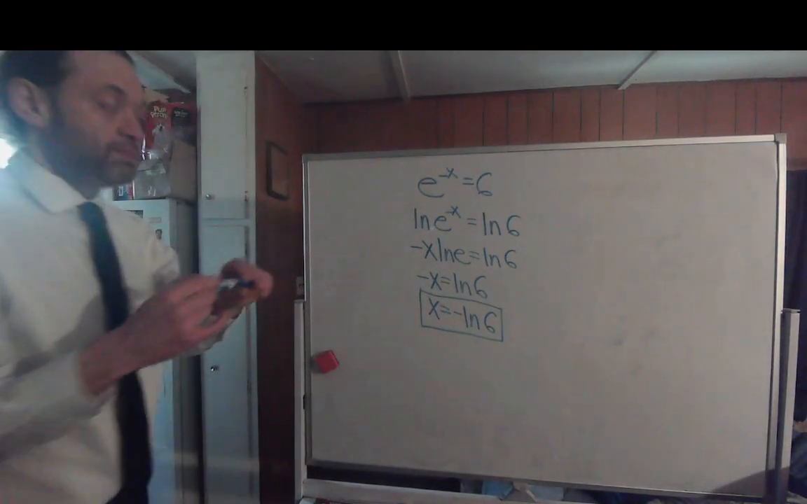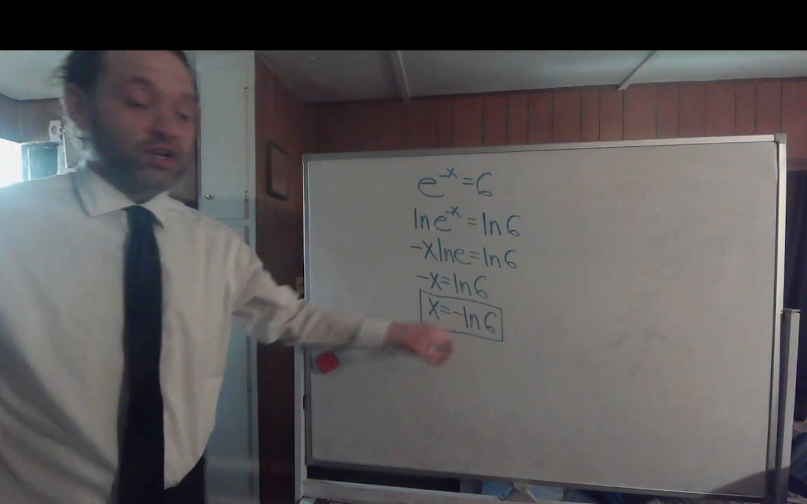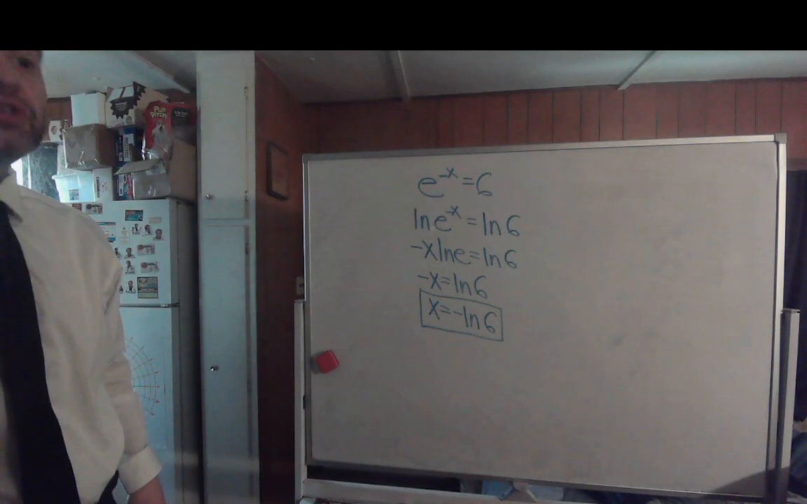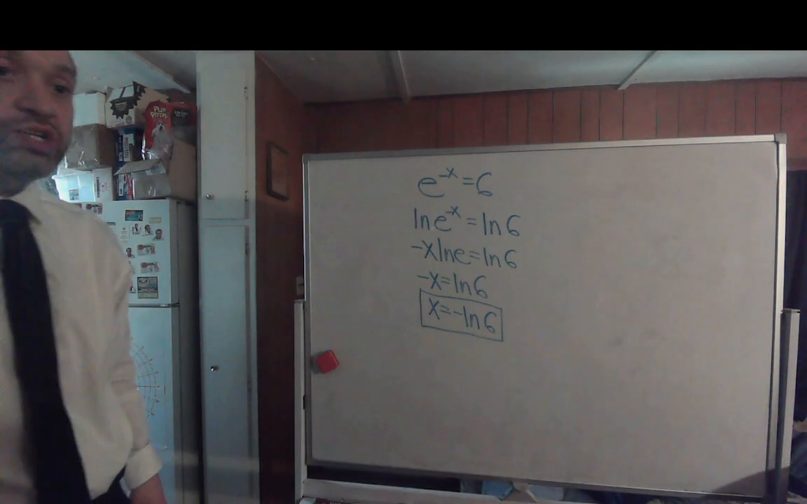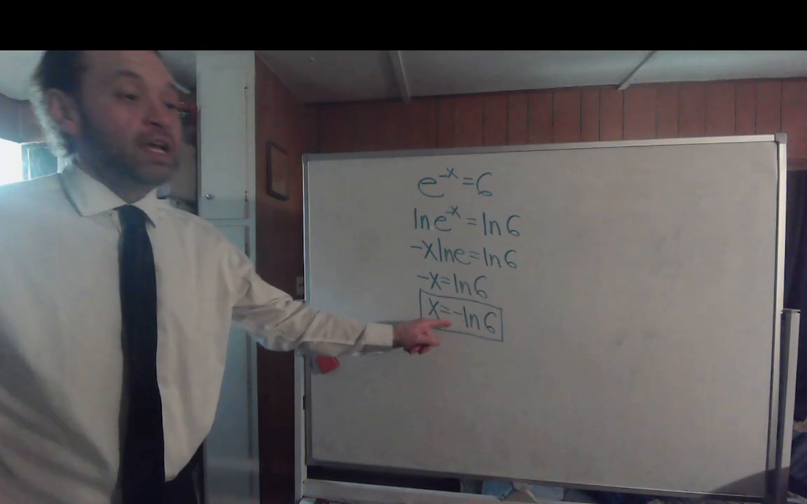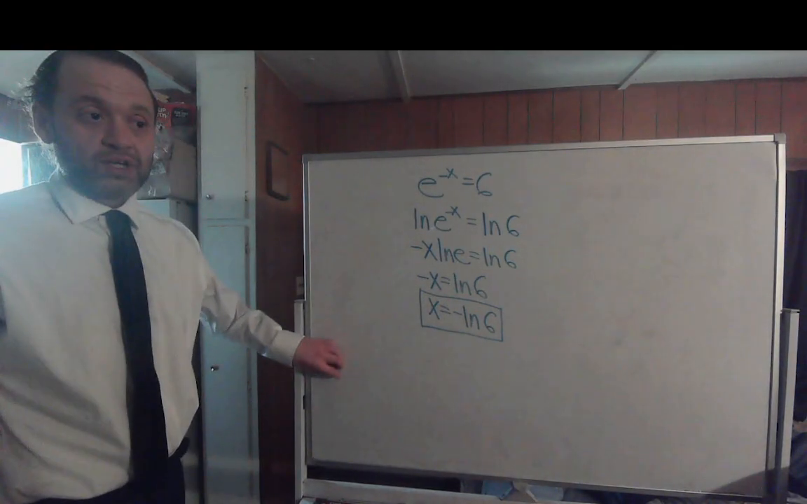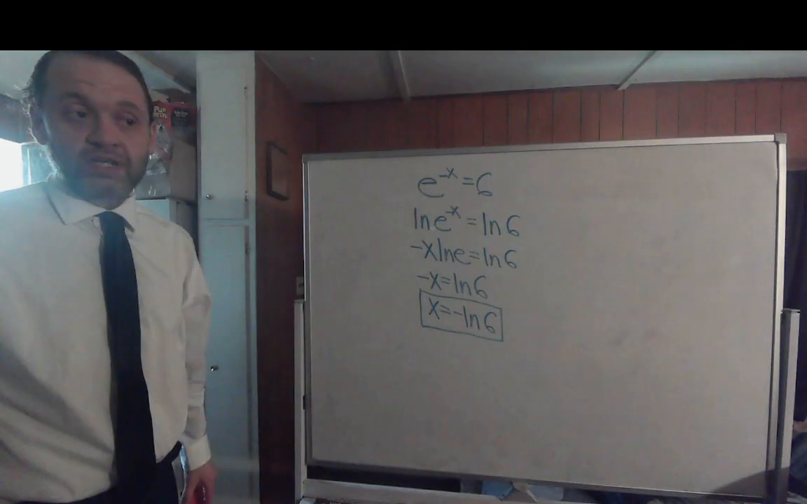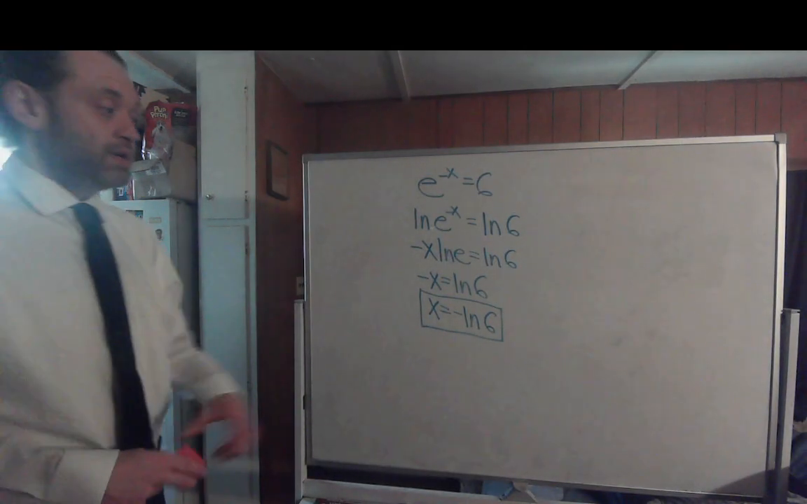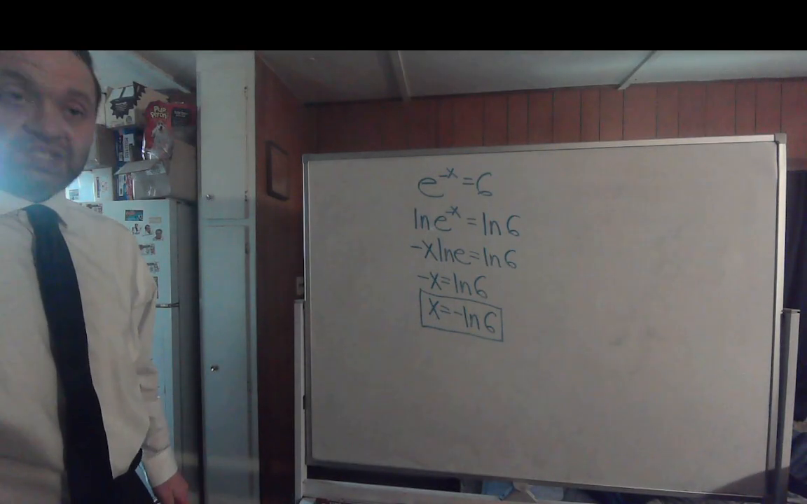You will sometimes get logarithmic answers. X would equal the negative of the natural log of 6. And if you care to, you can get a decimal approximation. But this is technically the exact answer. If you're asked for a 3 decimal place approximation, for example, you would just input that into your calculator and get it. But there's the exact answer. X equals negative of the natural log of 6.